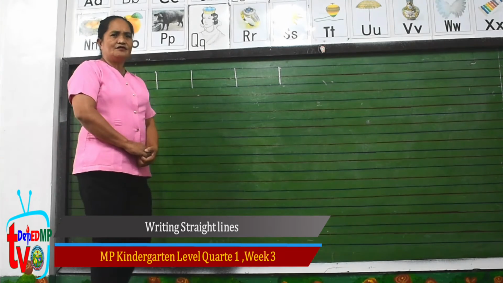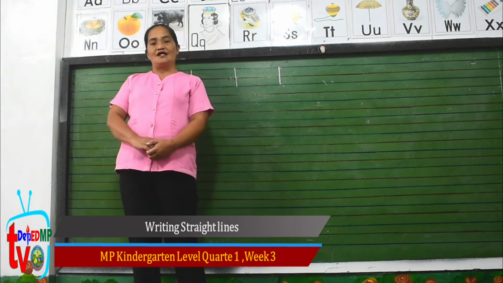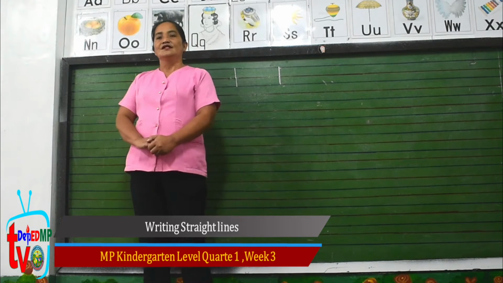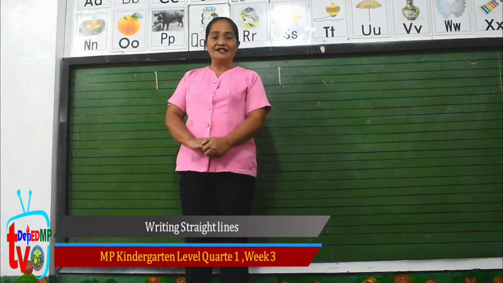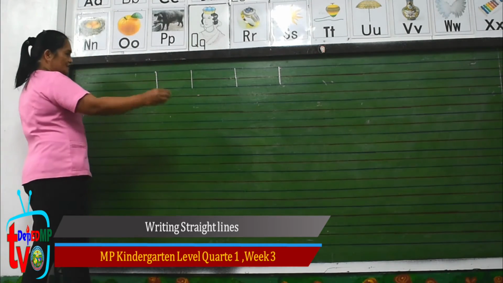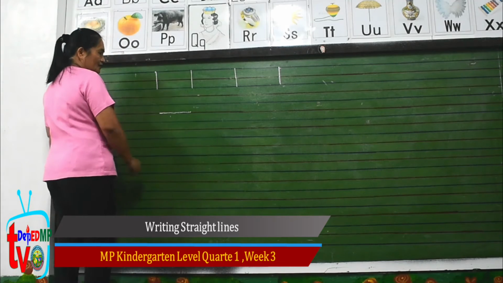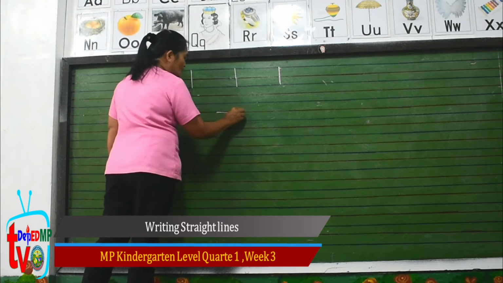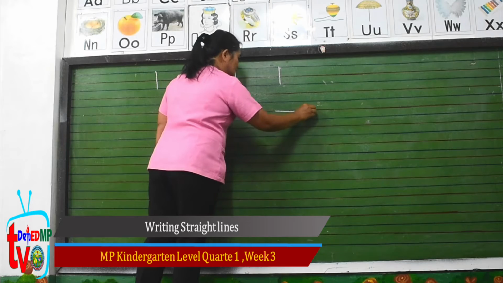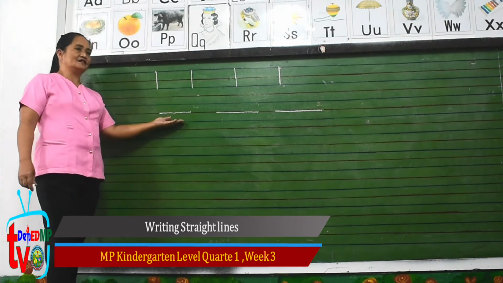Let's now have also the sleeping line. It's just like you sleeping on the bed. So, we're going to write now the sleeping line. How do you write it? Start from your left, going to your right. Again, start from your left, going to your right. Once more, left to right. Okay, that is how the sleeping line is written.